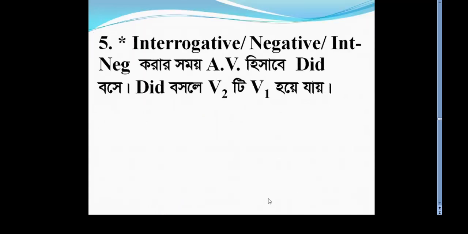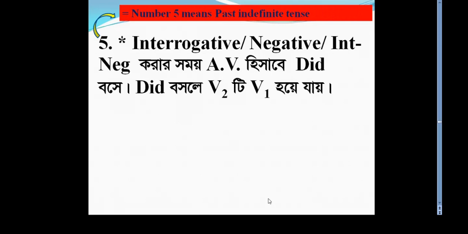Number 5, interrogative, negative, negative interrogative korar shomoy auxiliary verb hishebe did boshe. Did boshle b2t b1 hoye jay. We know 5 means past indefinite tense.